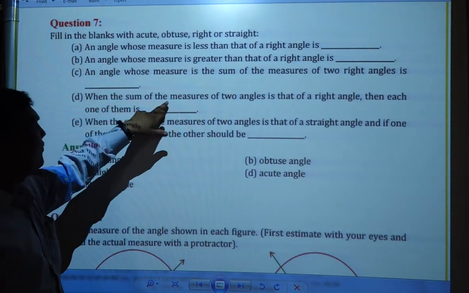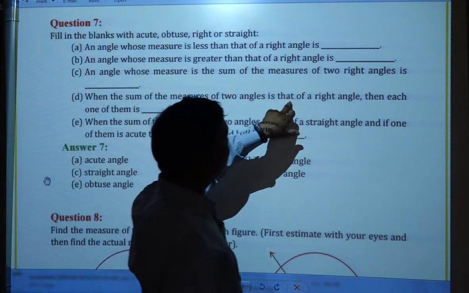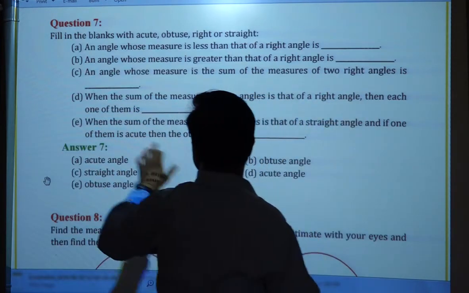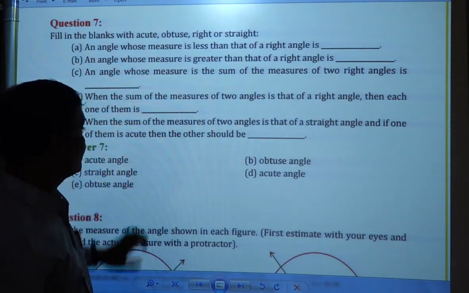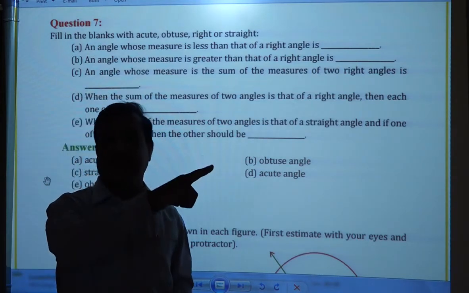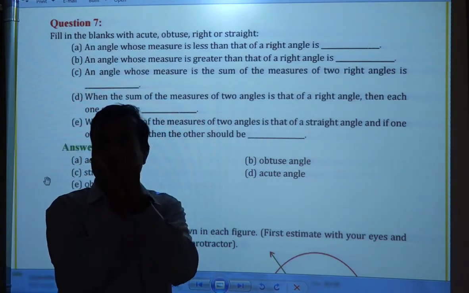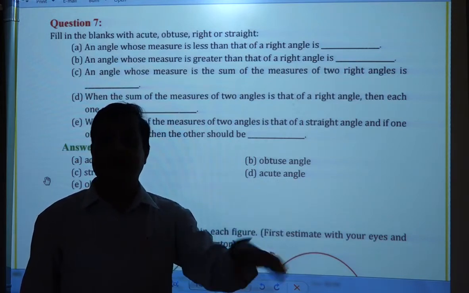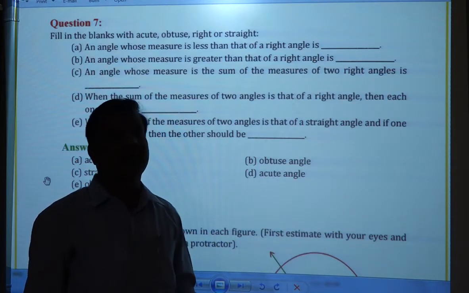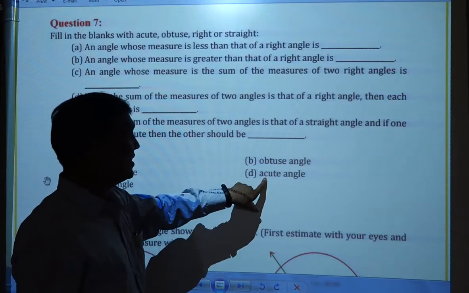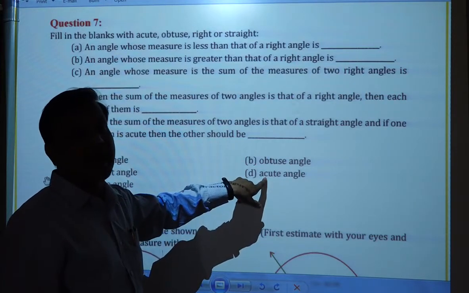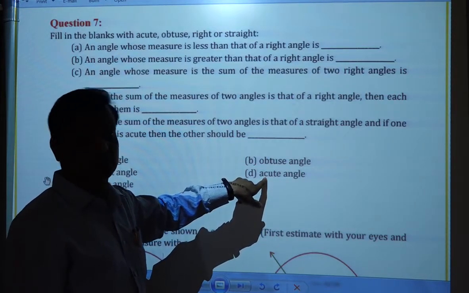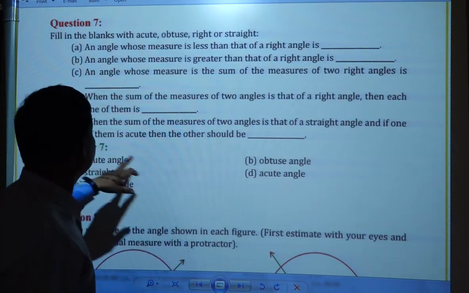When the sum of the measures of two angles is that of a right angle, then each one of them is. If you add two smaller angles, that comes under one right angle. So two smaller angles means acute angle plus acute angle. So that is an acute angle. When two acute angles are added, it becomes 90 degrees. So that is two acute angles.